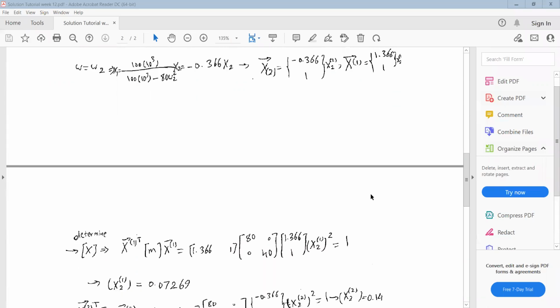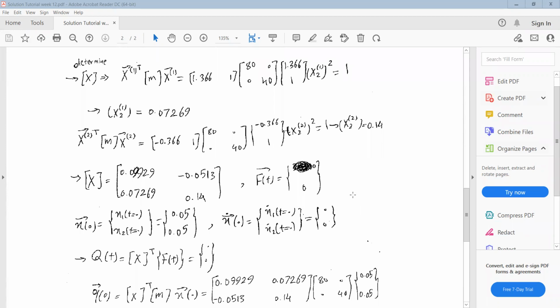The next step, we need to normalize the mode shapes by using the matrix M. For this purpose, we calculate x transpose multiplied by M multiplied by x for the first and second mode shape, and we can calculate the value of the amplitude, and by using this we can normalize the mode shapes. Then we can form the modal matrix: the first column is the first normalized mode shape, the second column is the second normalized mode shape.